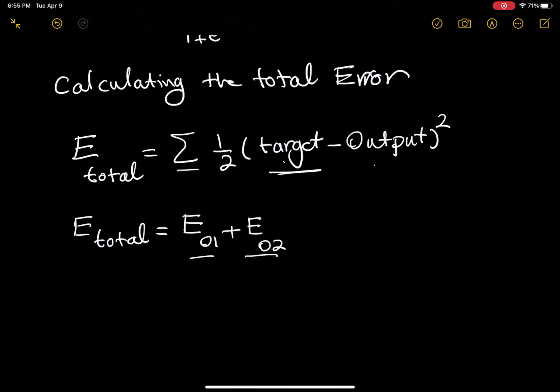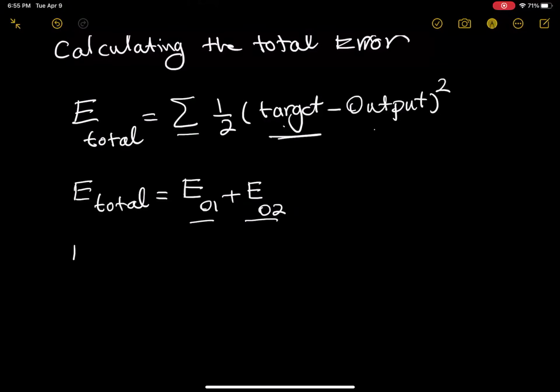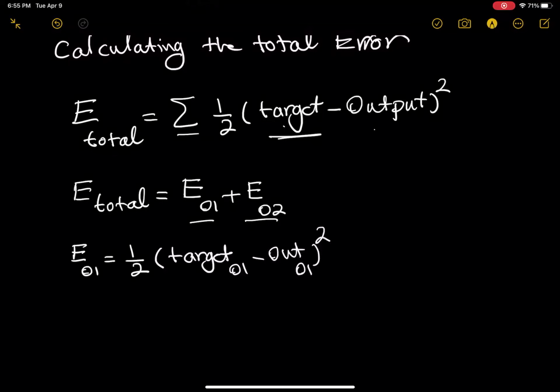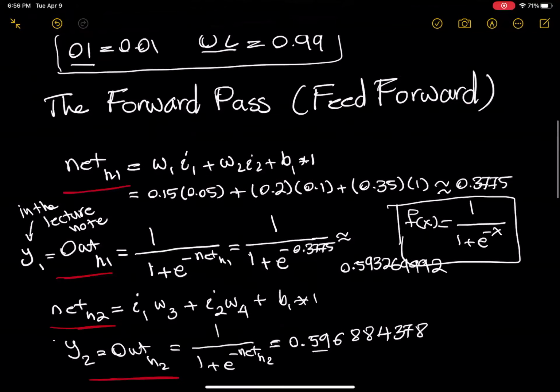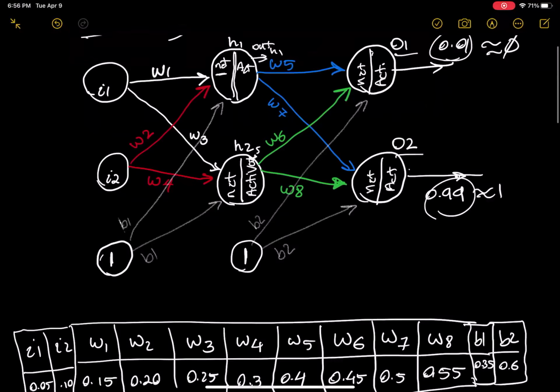All right, so for that reason, E of O1 is equal to, I'm going to write it in detail, half of target O1 minus out O1, to the power 2. Target O1 is 0.01. So I just want to scroll up to show you here. See, this is 0.01 here. Look at that here.